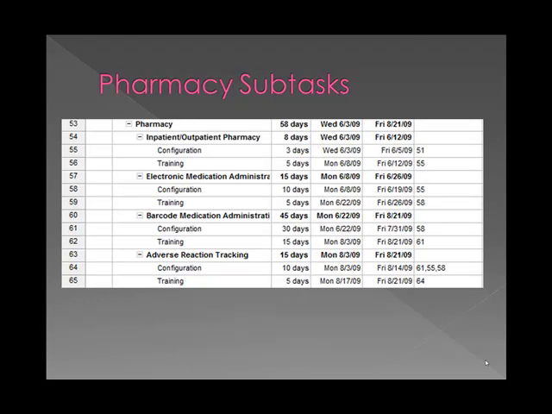Once all the subtasks of laboratory are configured, the pharmacy subtasks may be implemented. These subtasks are inpatient and outpatient pharmacy, electronic medication administration record, and adverse reaction tracking. Adverse reaction tracking is dependent on the completion of the other 3 subtasks. Additionally, inpatient and outpatient pharmacy precedes medication administration record, which precedes medication administration. Overall, the pharmacy tasks take 58 days.